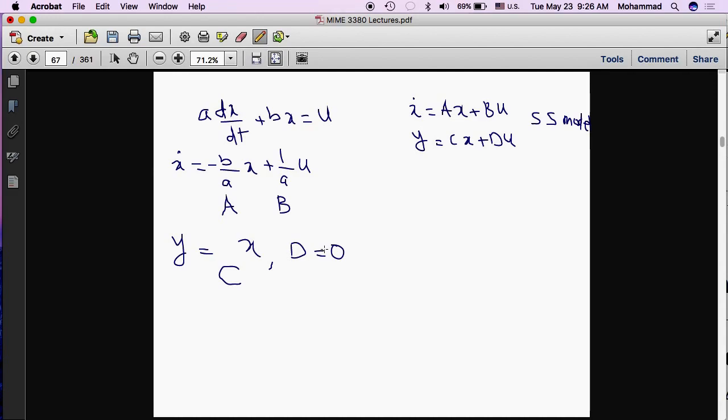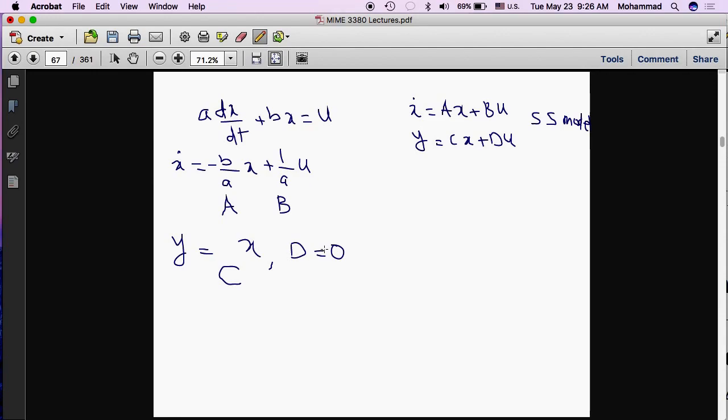The only thing we did with this first order differential equation was to rewrite it so it resembles the form of a state space model. And by rewriting it, we found A, B, C, and D. So capital A is minus lowercase b divided by lowercase a. Capital B is 1 over lowercase a. Capital C is 1. And capital D is equal to 0. And remember, for 99.99% of cases, D is going to stay 0.